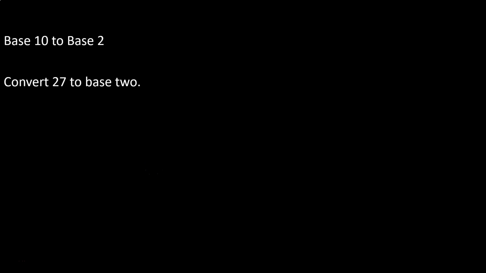We've seen examples of how to take a number written in base 2 and convert it to base 10, but now let's practice taking a number in base 10 and converting it to base 2. So 27, this is a base 10 number. We want to convert it to base 2. To do that, we're going to try and remove groups of 2 for base 2.